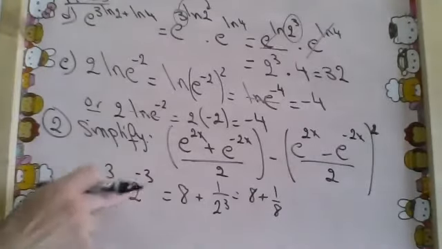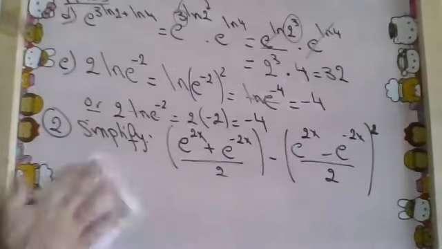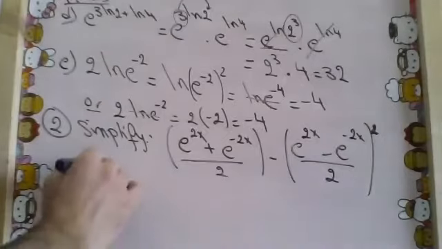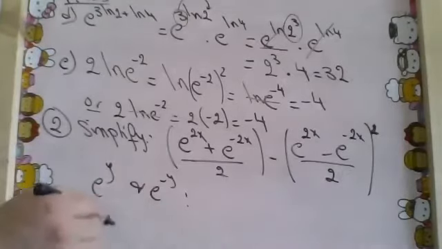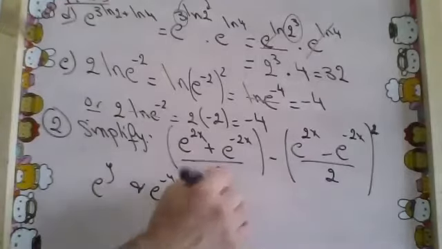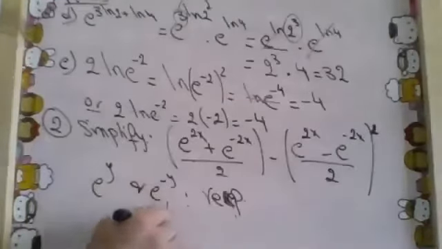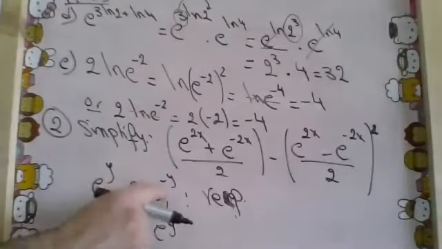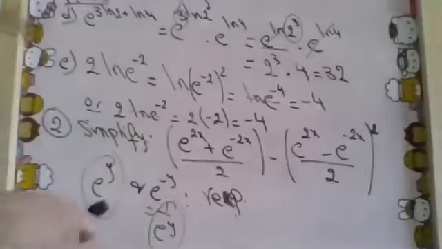Okay, these are reciprocals. e to the power x and e to the power negative x, let's take e power y and e to the power negative y. They are reciprocals of each other, because e power negative y is 1 over e power y. So e power y and 1 over e to the power y are reciprocals.